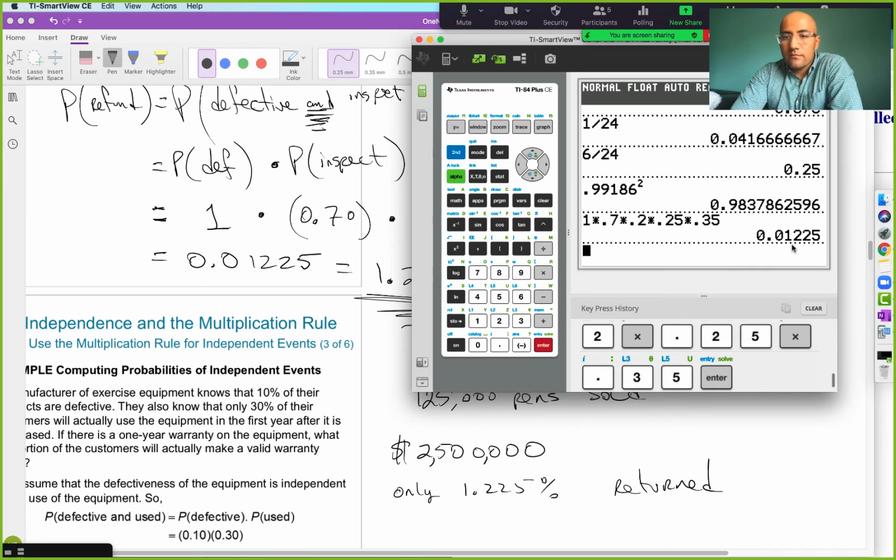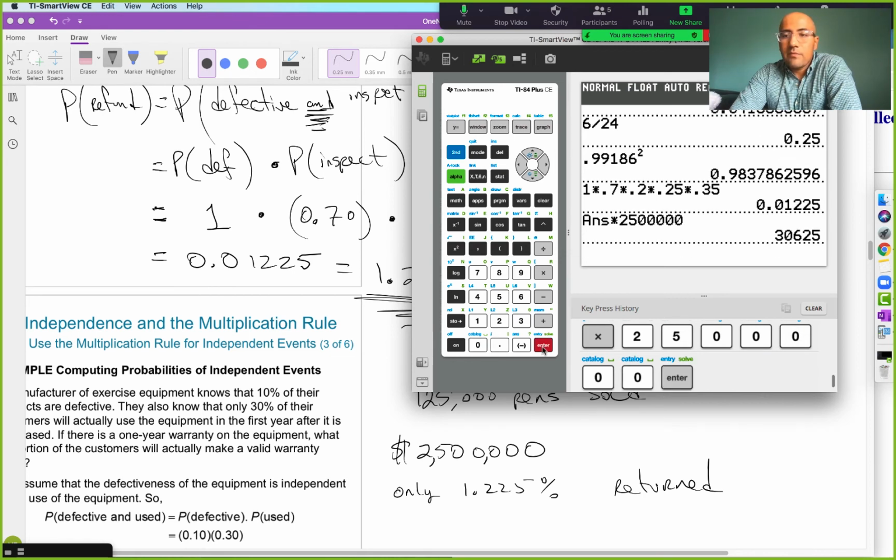So this decimal, now one shortcut, by the way, of your calculator is this little ans button right above this negative sign. If you hit second and then that little ans button, it's referring to the very last result. So you don't actually have to type in the 0.01225. You hit ans, it means that previous decimal. And now I want to multiply that by 2,500,000. So there's 500,000, 1, 2, 3. That means I'm going to have to return $30,625.